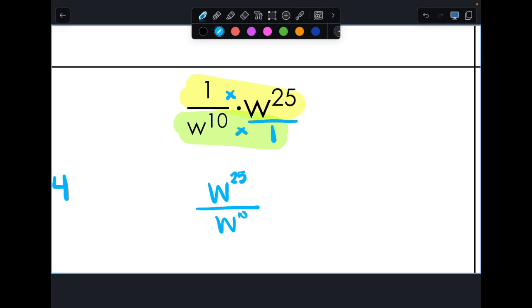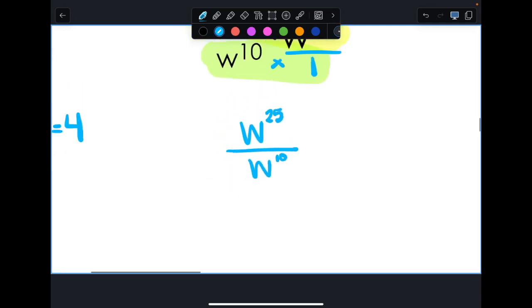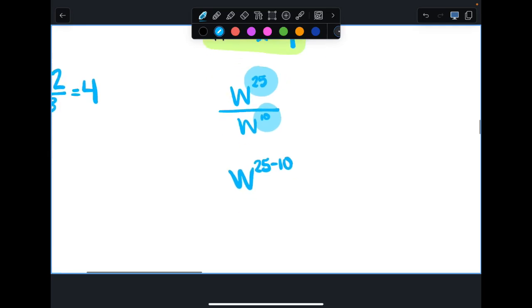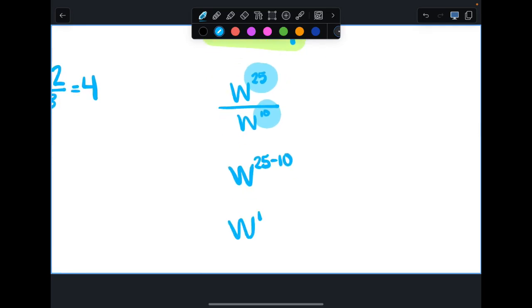Now you have one single fraction, just like we've been doing all of the other examples. When you're dividing two powers, what do you do with the exponent? You subtract them. So we get w to the 25 minus 10. And 25 minus 10 is? 15. Got it?